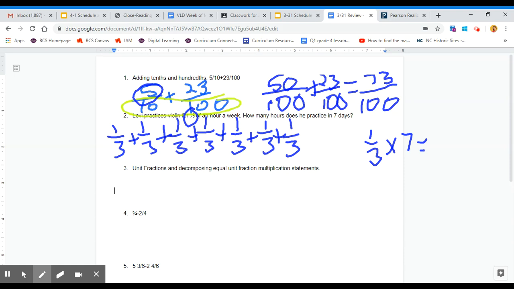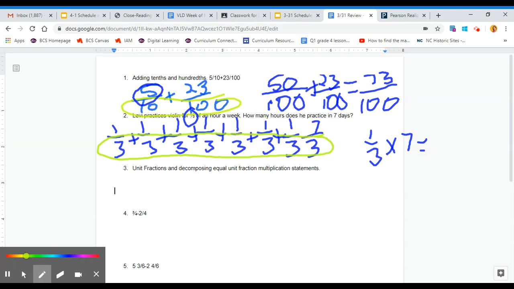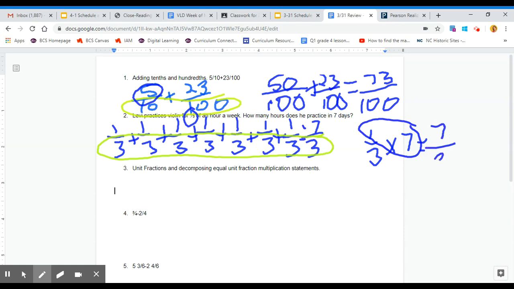But each one of those is my day, so I can add these if I want. 1, 2, 3, 4, 5, 6, 7. 7/3. We know that the thirds does not change on the bottom because that's how much each whole is broken into. So that's not going to change. You're not going to add that together. But the numerators will change because you're adding, that's how many pieces that you're going to have. And then over here for 1/3 times 7, we'll multiply and you'll have 7/3.